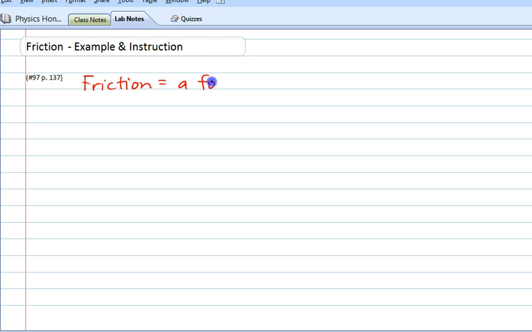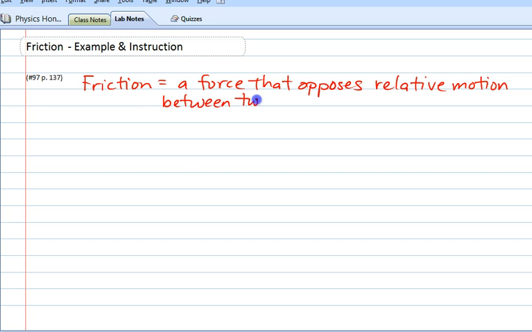Friction is a force that opposes relative motion between two objects. And the reason why I say relative motion is that a lot of the time we just tend to think that if we're moving forward, friction always points backwards on us. But here's a good example.